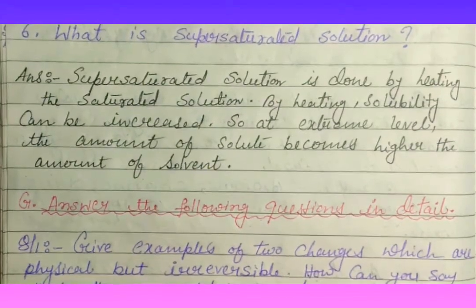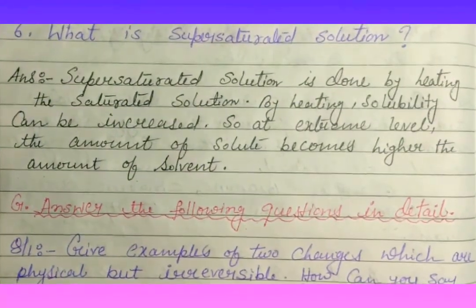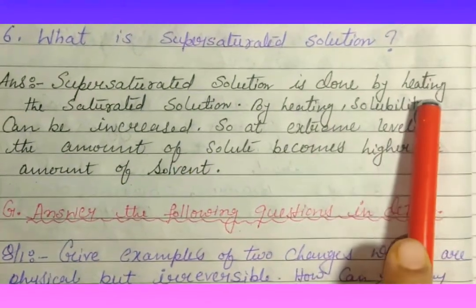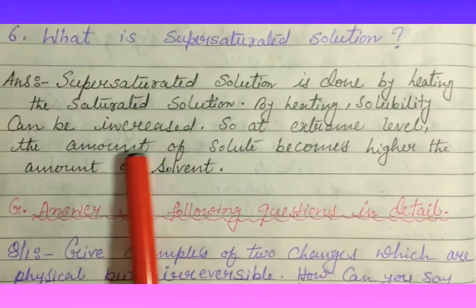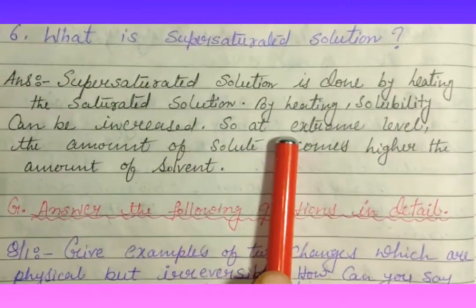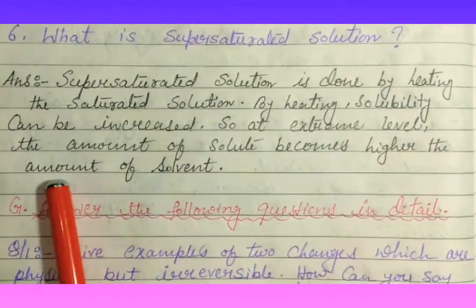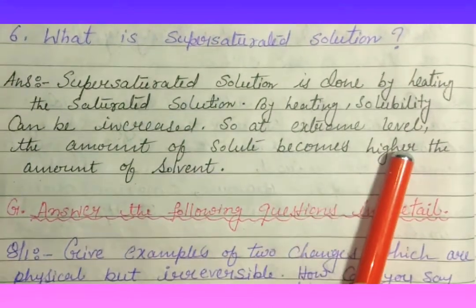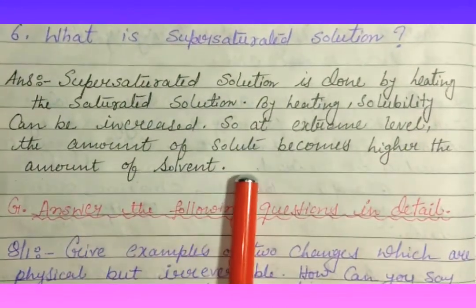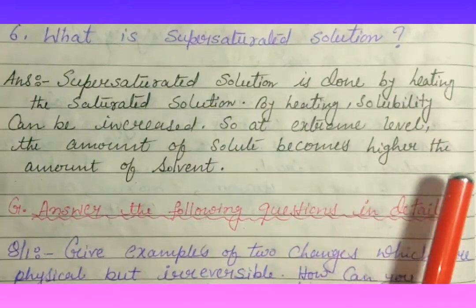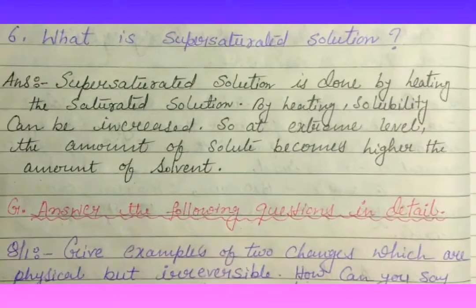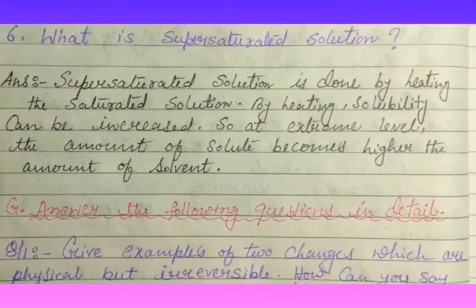What is supersaturated solution? Supersaturated solution is made by heating. In a saturated solution, by heating, solubility can be increased. So at extreme level, the amount of solute becomes higher than the amount of solvent. This is called the supersaturated solution.